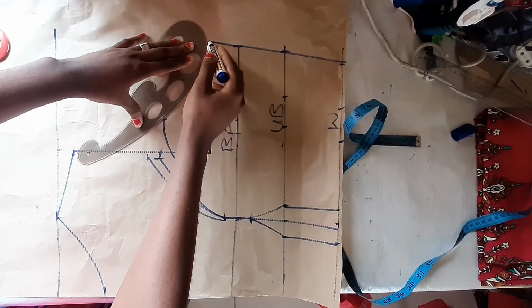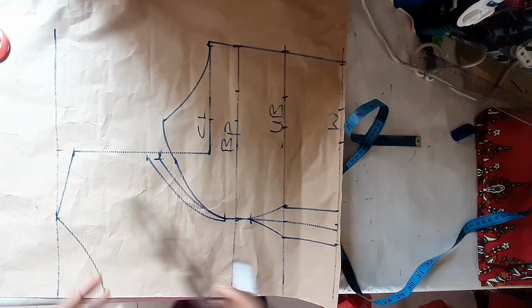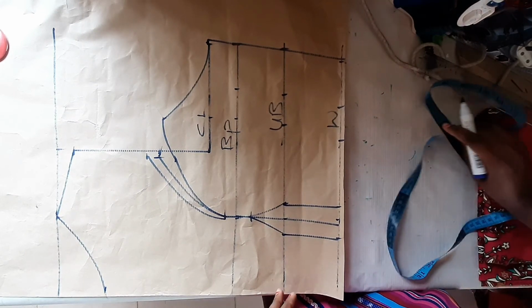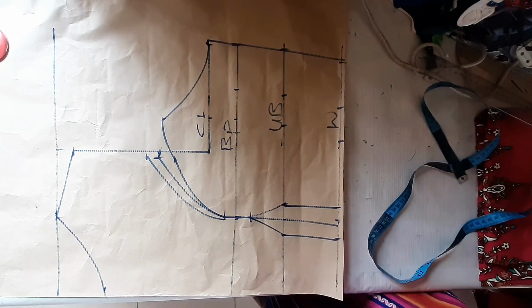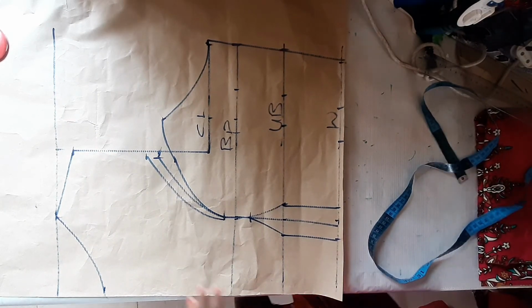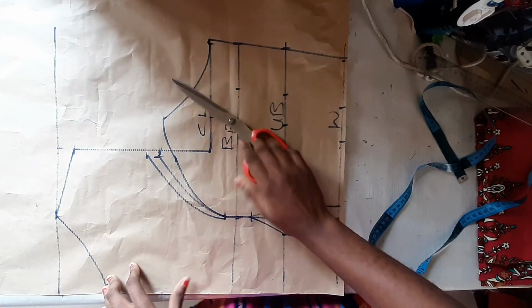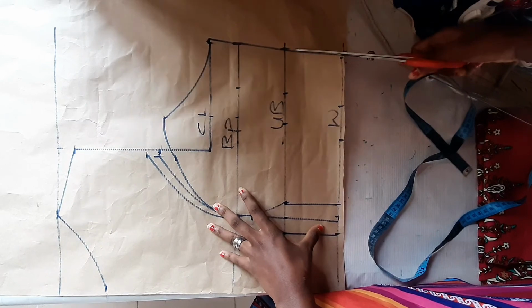Connect your armhole parts. And that is the simplest method you can use to cut your princess dart bustier. Now we're going to cut. Make sure you cross-check your measurements before you cut.